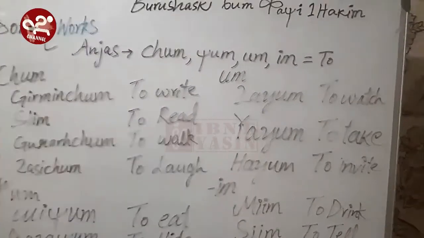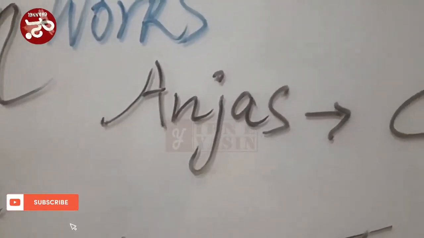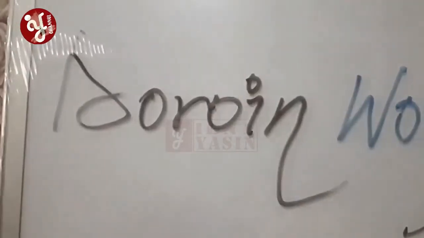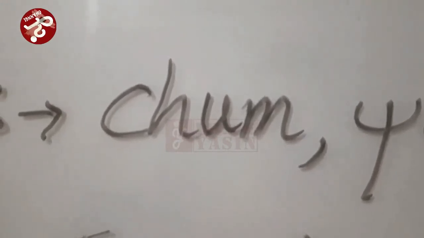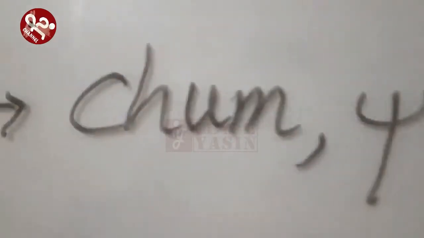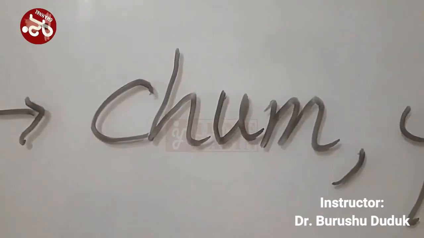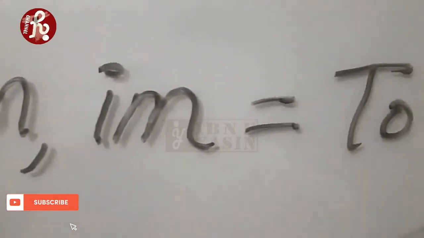So here are some suffixes. Anjas means to add to a word. So in the doroing, these are the roots, and these are the postfixes which we add to the word to make it a verb. So this is chum. At the ending we add chum, or we will add trum, or we will add im.